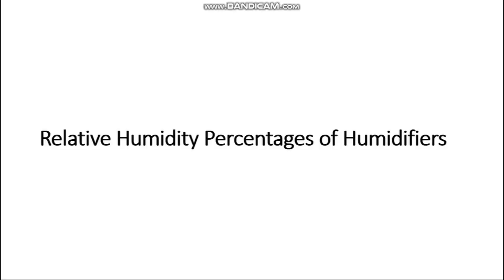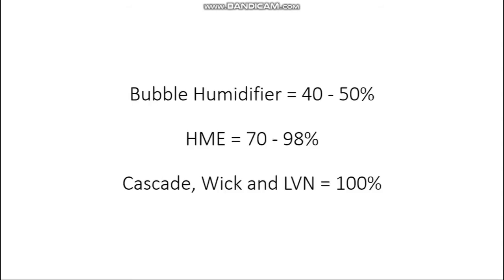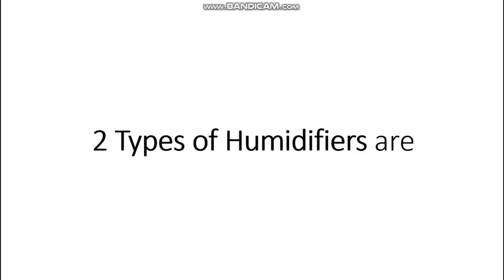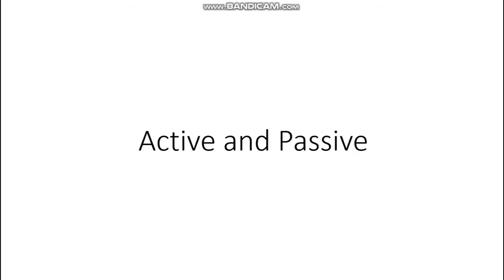Relative humidity percentages of humidifiers. The bubble humidifier has a RH of 40 to 50%. The HME has a RH of 70 to 98%. The Cascade, the Wick and the large volume nebulizer have a RH of 100%. 2 types of humidifiers are active and passive.